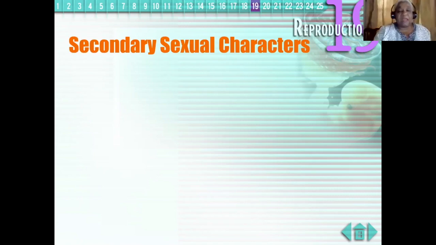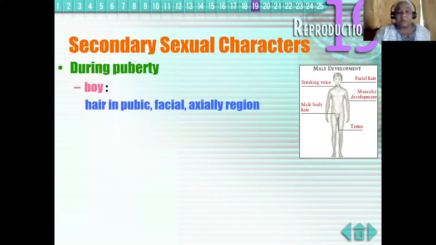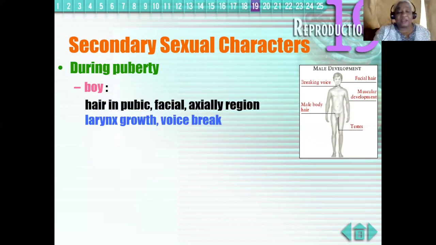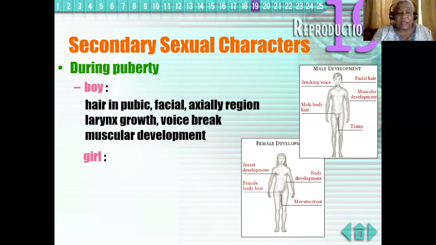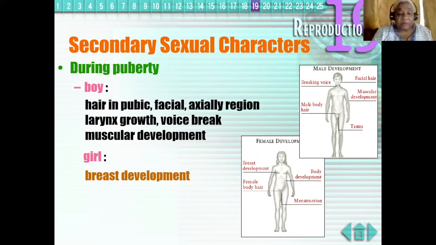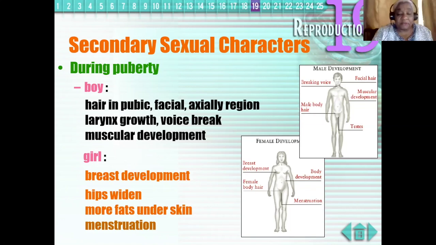So here we go, secondary sexual characteristics. During puberty, in a male, you have hair here in the pubic region, the facial and the axillary region. That's under your arms. And you have the growth of the larynx, you know, the Adam's apple, and the voice breaks, the voice deepens. And you have muscular development with the broadening of the chest and the widening of the shoulders. In females, you have breast development, hips widen, you have more fat layered under the skin, and there's menstruation, the joy of growing up female. And also there is still the pubic hair and the axillary hair that you find in males as well.